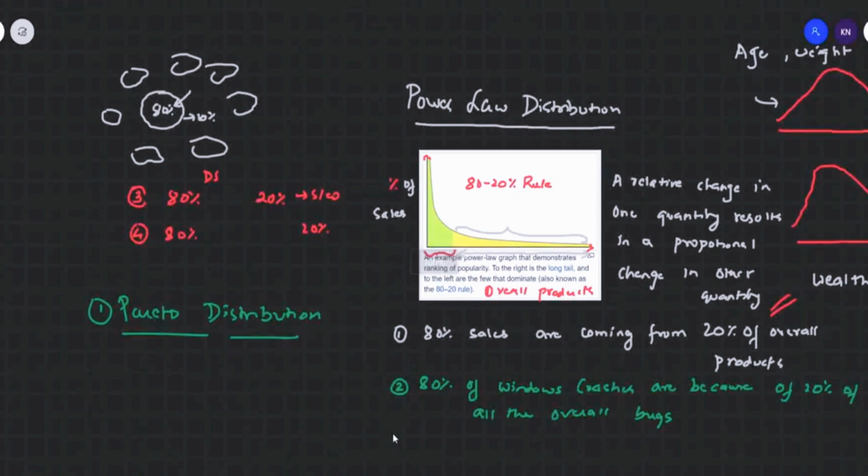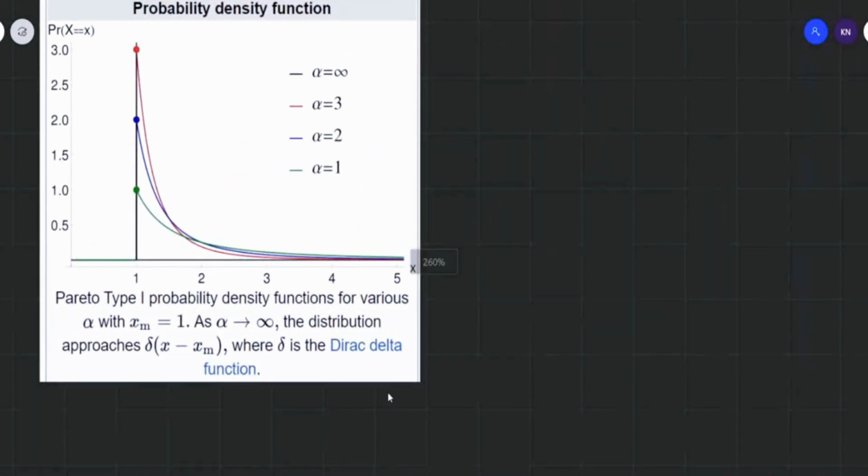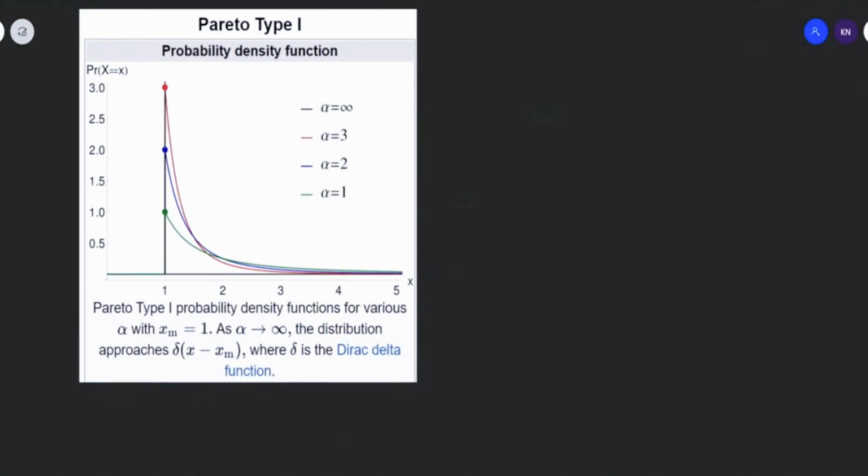In the Pareto distribution, the graph looks something like this. We have already seen that with a power law distribution you will see a curve like this. Remember, the height of the starting point is defined by the alpha parameter. As alpha goes higher, the height also goes higher.